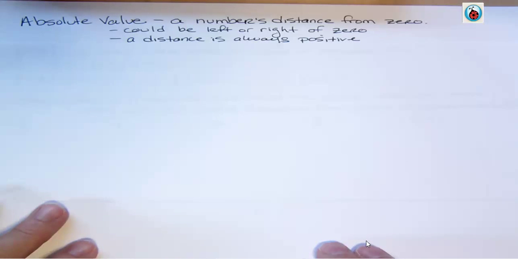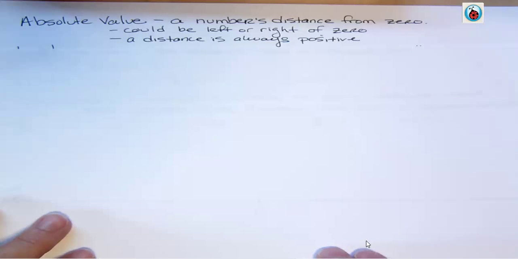If we were talking about the distance between Olympia, Washington, and Seattle, Washington, we'd say 60 miles. If you then went back from Seattle to Olympia, you wouldn't say negative 60. You'd just say 60 miles. It doesn't matter whether you're left or right, it's always positive.